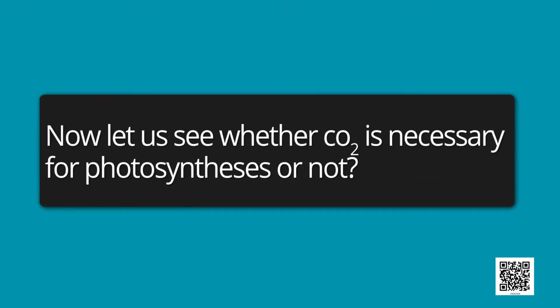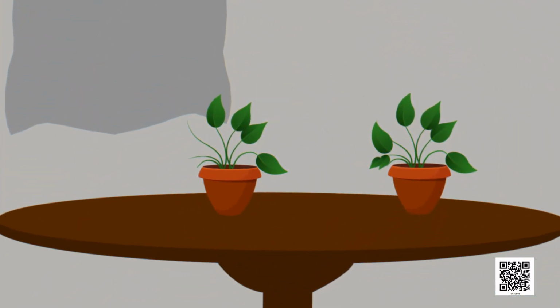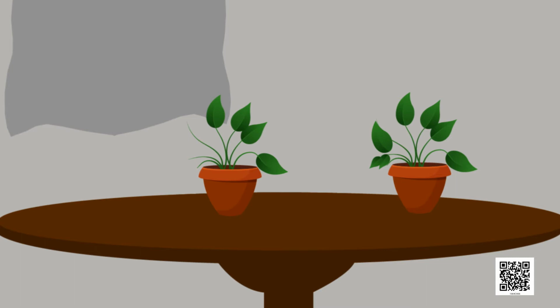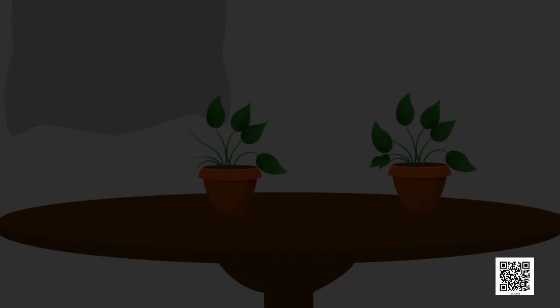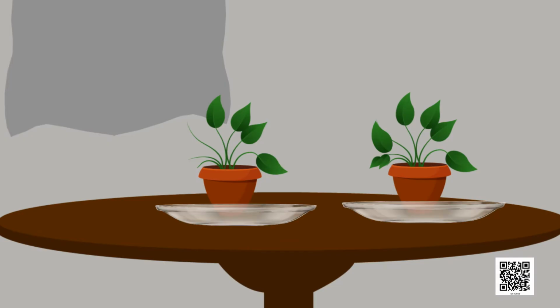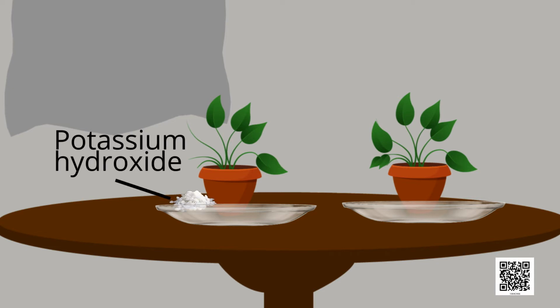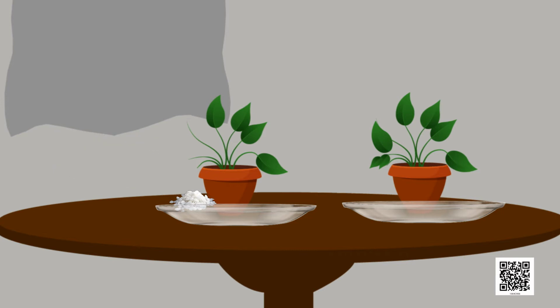Now let us see whether carbon dioxide is necessary for photosynthesis or not. Take two healthy potted plants which are nearly the same size. Keep them in a dark room for 3 days. Now place each plant on separate glass plates. Place a watch glass containing potassium hydroxide by the side of one of the plants. The potassium hydroxide is used to absorb carbon dioxide.